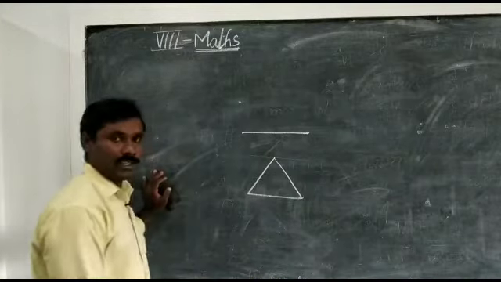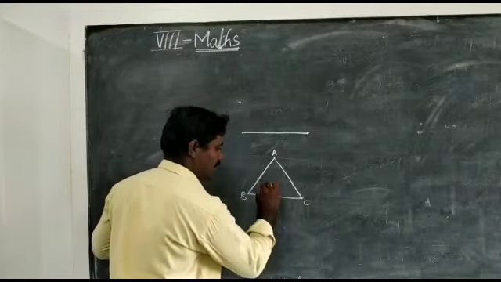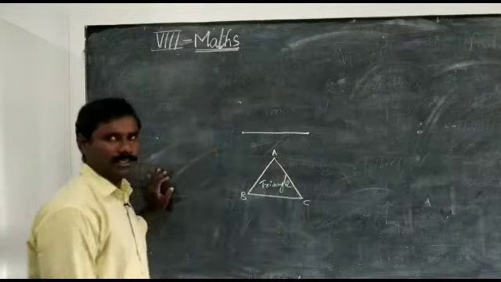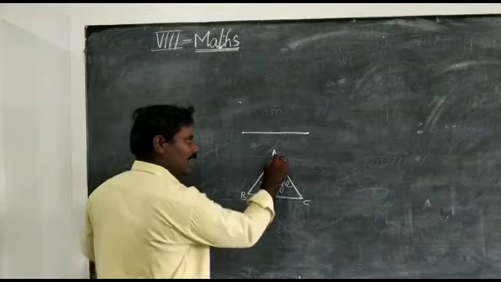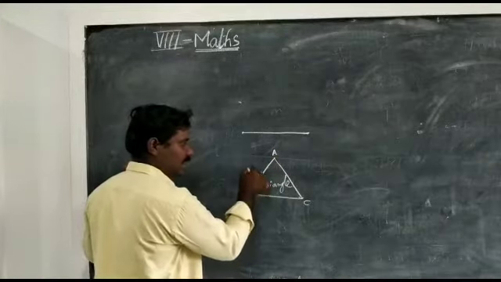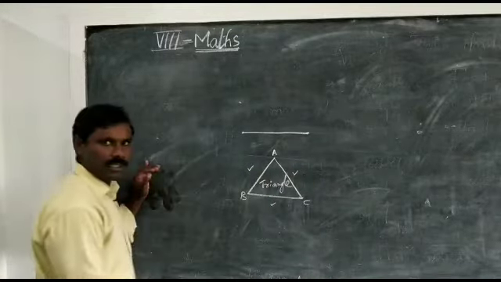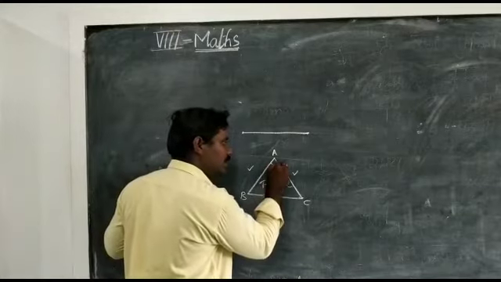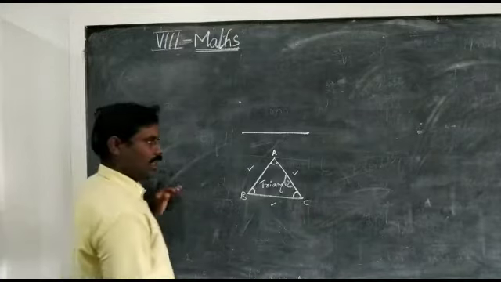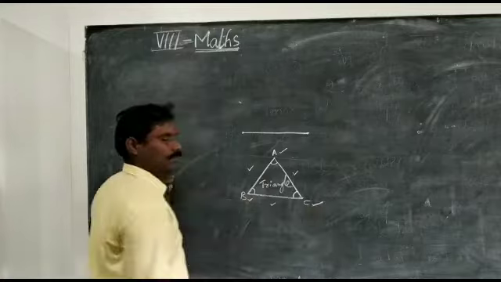What is the name of this figure? Yes, very good. This figure name is triangle. We learn about this triangle in 7th class. Now, a triangle has 3 line segments. In this triangle ABC, AB is a line segment, BC is a line segment, AC is a line segment. 3 line segments and 3 angles, angle A, angle B, angle C, and also 3 vertices A, B, C.